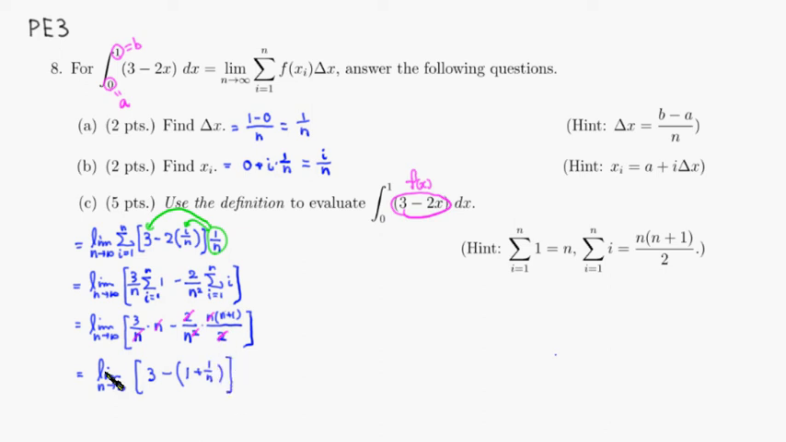Then we let n go to infinity. Once n goes to infinity, 1 over n basically goes away. So what's left is 3 minus 1, which is equal to 2. So that's the value of this definite integral here. Alright, that's it. I hope that this was clear.